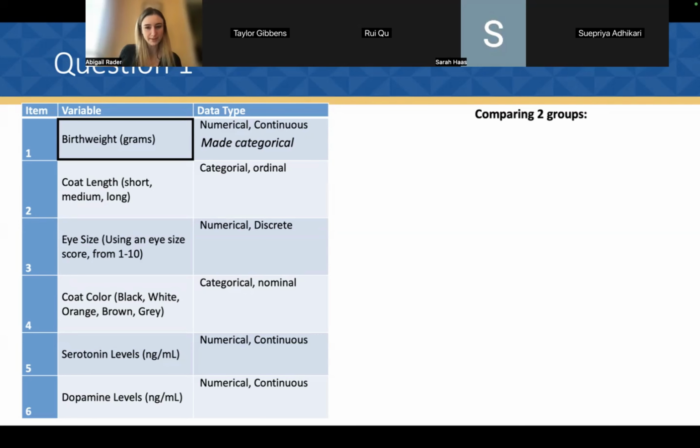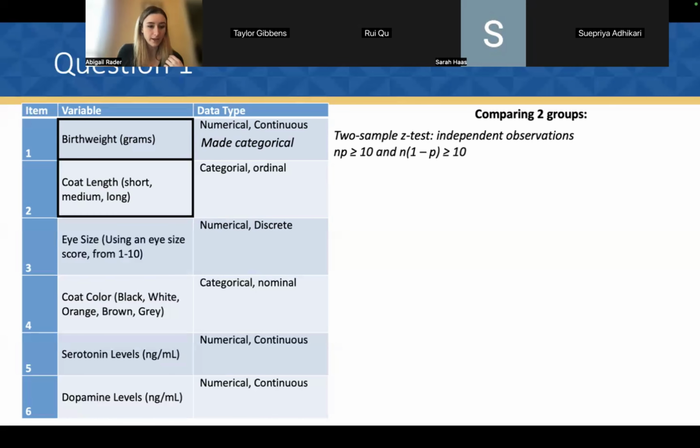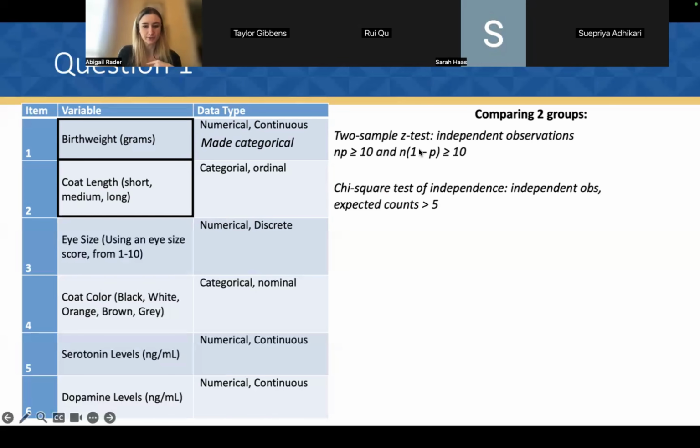And I'll go through some of the steps here, thinking through everything. Because it's categorical and we only have two groups, we're fine to just do this with a z-test. We need to specify that it's a two-sample z-test because we're comparing two groups. And if we list out the conditions, it's independent observations, and np is greater than or equal to 10, n times 1 minus p is greater than or equal to 10. Coat length, again, is categorical, but in this case, we have three different levels to it. So when we have three levels and two different groups, that's going to have to be a chi-square test of independence. Independent observations and expected counts greater than 5.